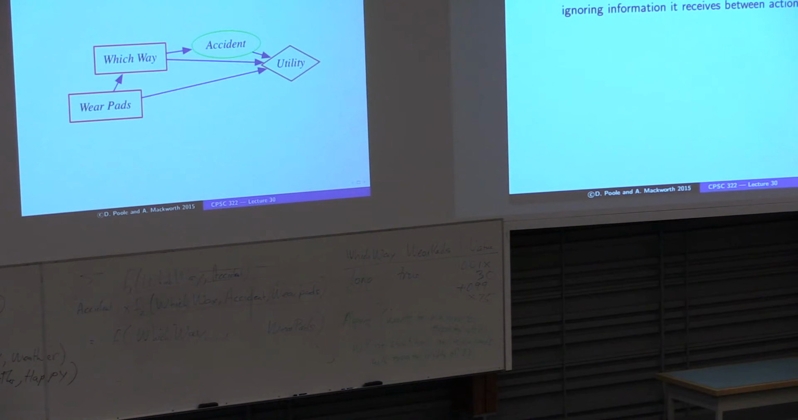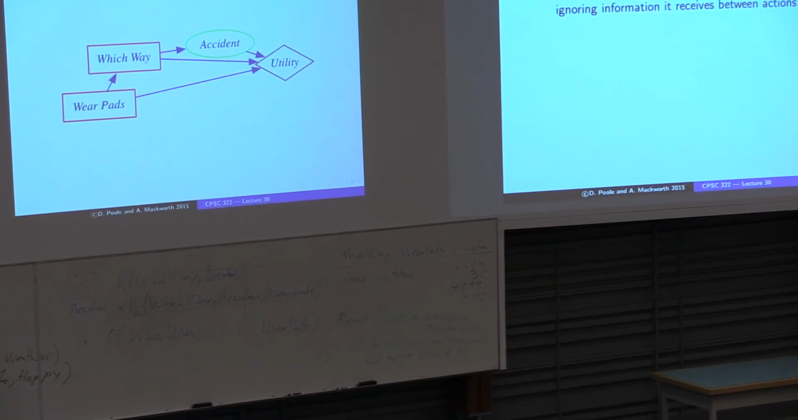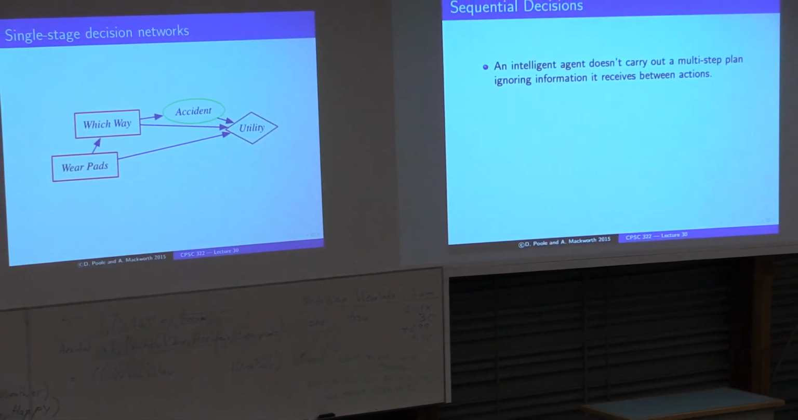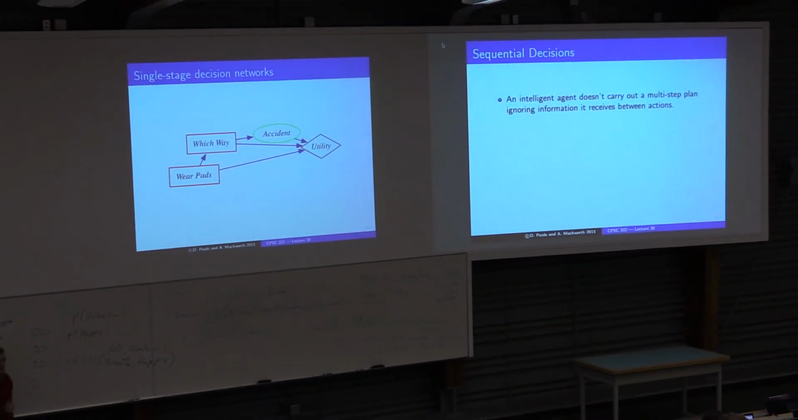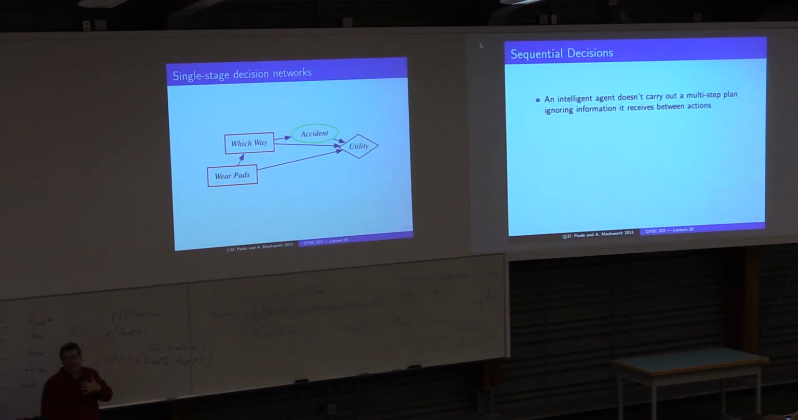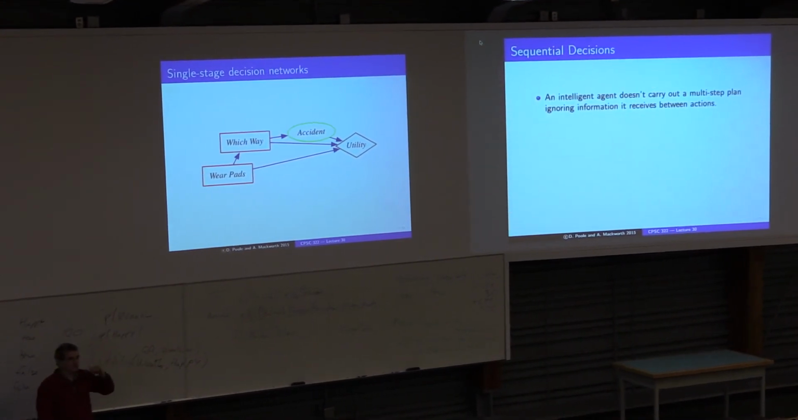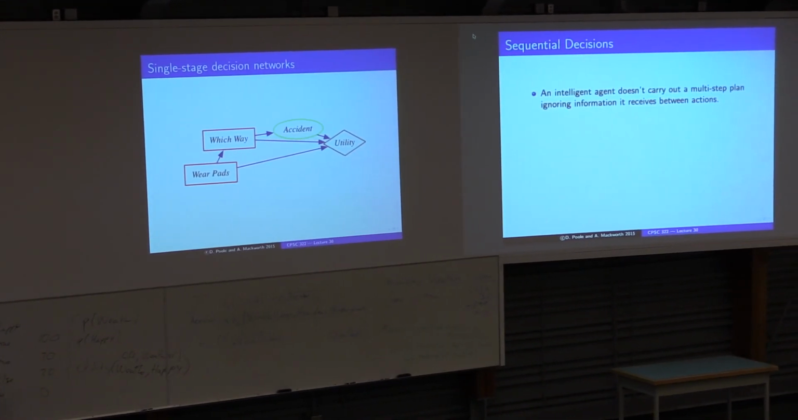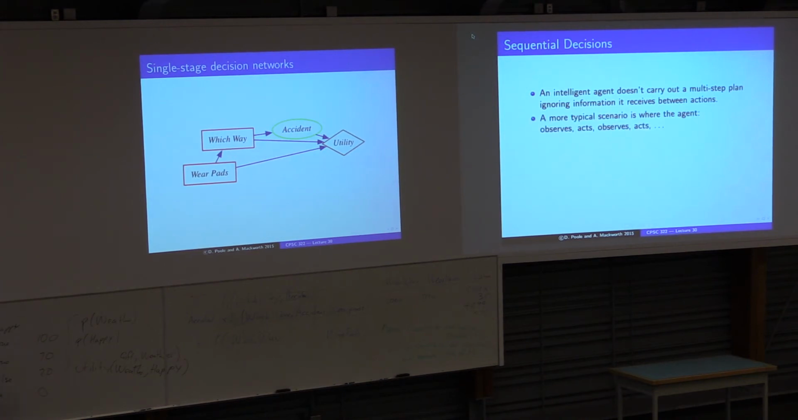So what we're going to do now is look at sequential decisions. An agent doesn't carry out a multiple-step plan, ignoring information it received between actions. That would assume we made all of our decisions up front and then the world acts. We don't want to do that. We'd like to observe some of the world and act, and assume we're going to observe the world in the future. So we're going to work out what to do when we receive information between actions. In more typical scenarios, the agent observes, acts in the world, then observes more and acts, and keeps going. Here was the model of our agent before: observations, acting, observations, and acting.